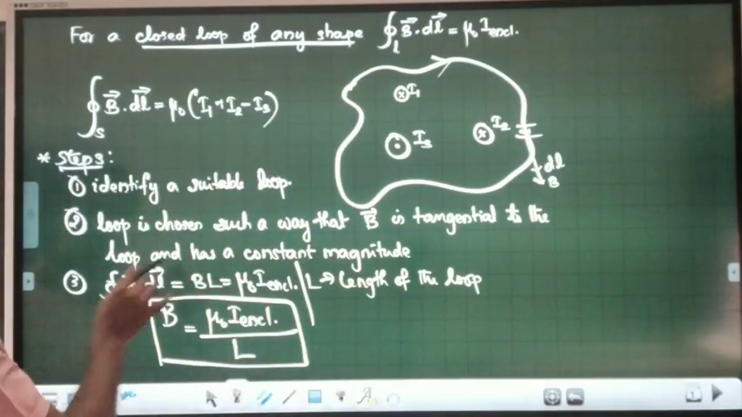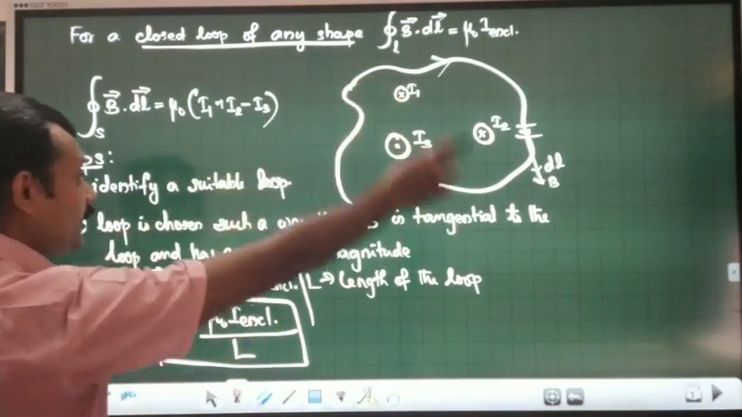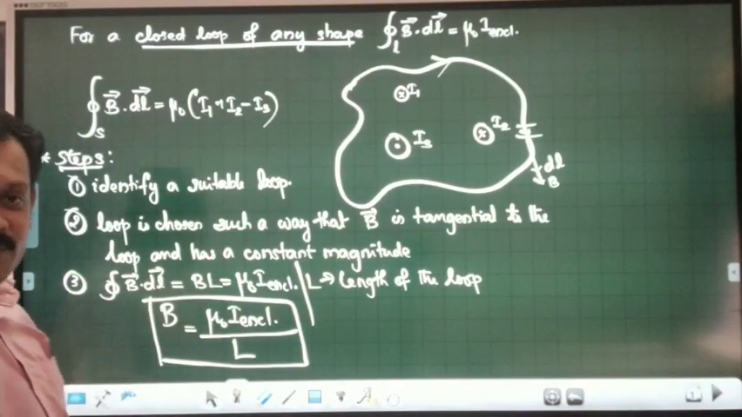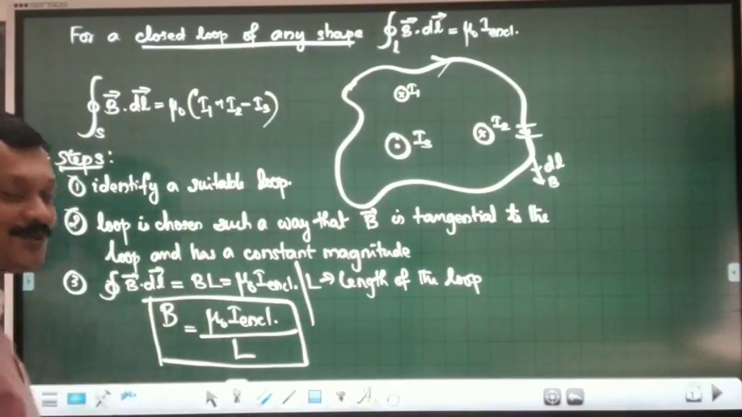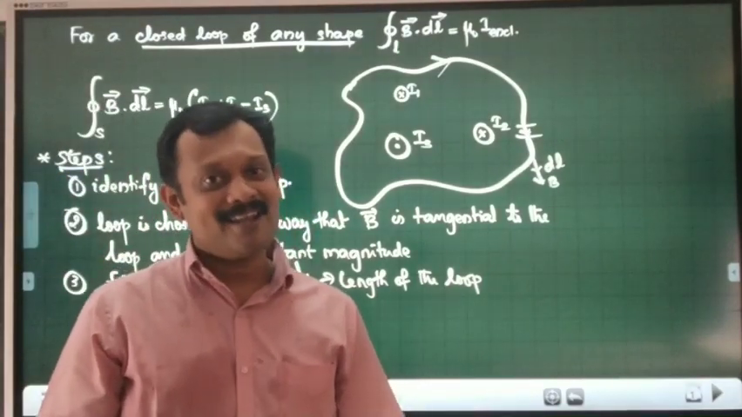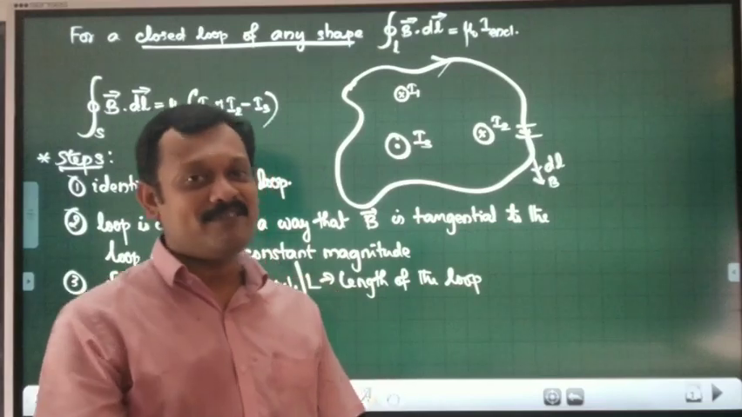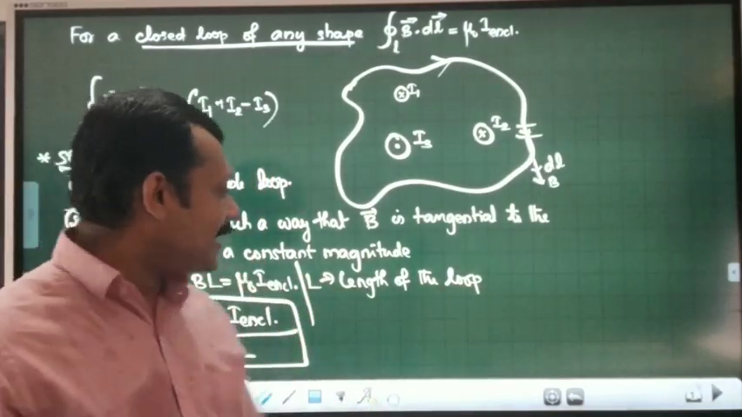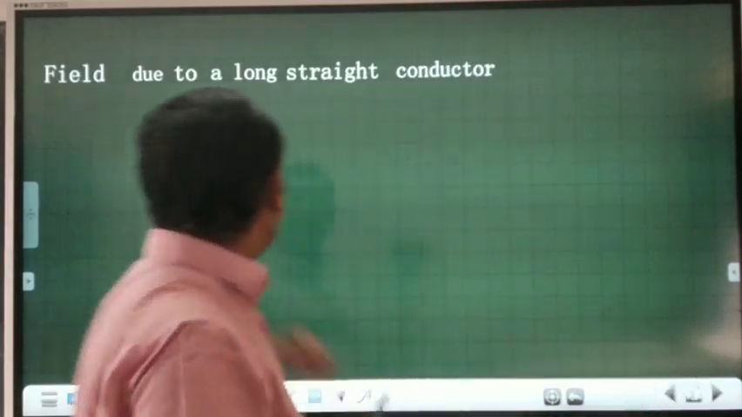Now, as the magnitude is constant and along the loop, the integral of B dot dl generally reduces to B into L, which is equal to mu 0 I enclosed, or B is equal to mu 0 I enclosed divided by L. This is the simplest method by which we can apply Ampere's law. Now, to demonstrate this idea, let us consider an example.